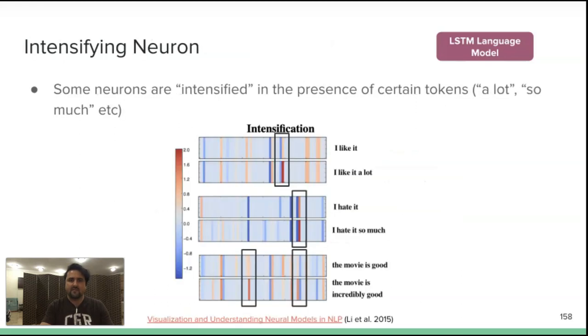In a similar vein, Lee et al. discovered very interesting intensification neurons in the LSTM models trained towards the task of sentiment classification. Whenever modifiers like "a lot" or "so much" appear, these neurons become active to change the sentiment of the sentence or intensify it. So, "I like it a lot." You are intensifying the sentiment.